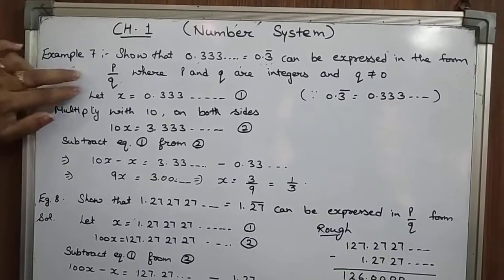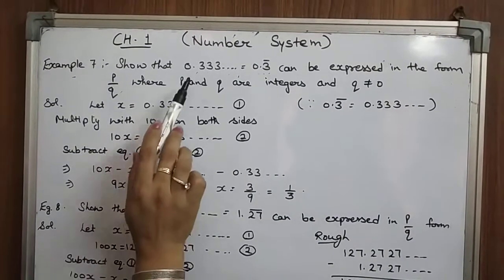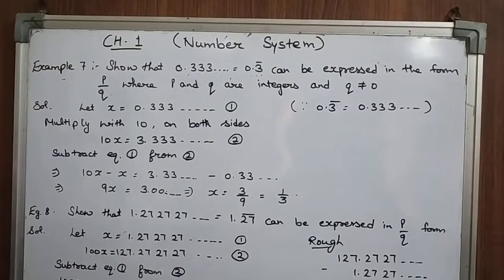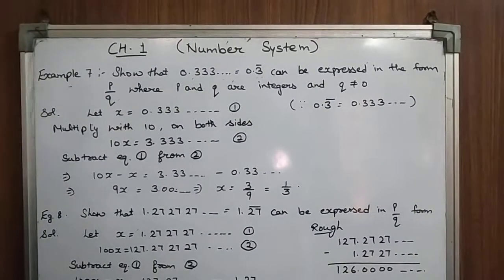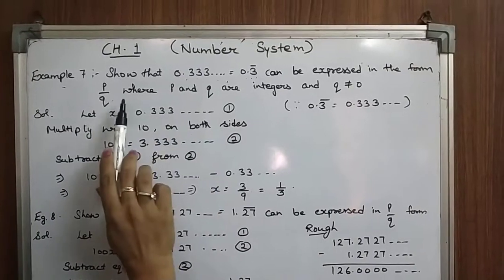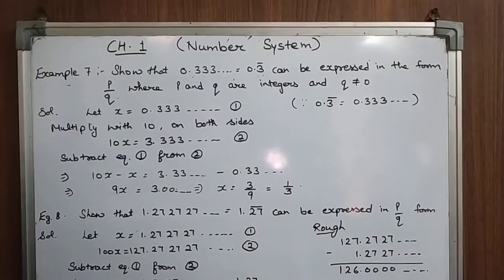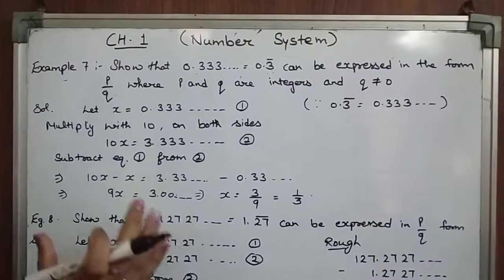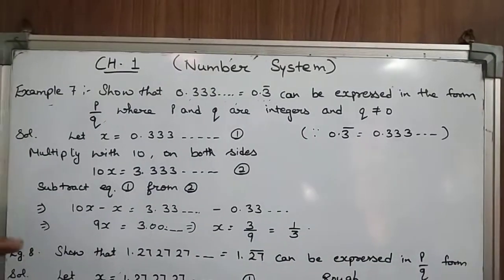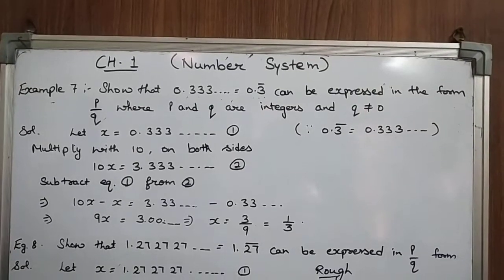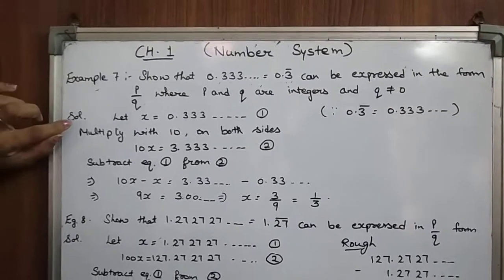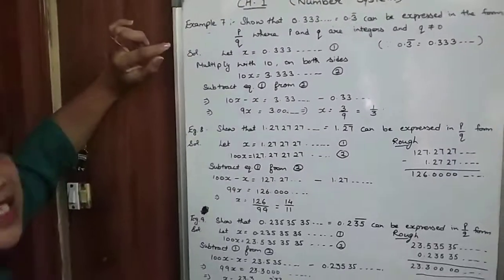P upon Q as a rational number, and as I made clear, this is also a rational number. When our digit is repeating, it is still a rational number. So we have to show it in the rational number form. There is a trick to show it. These same steps will be followed in every kind of question related to this, so concentrate and try to understand it clearly.